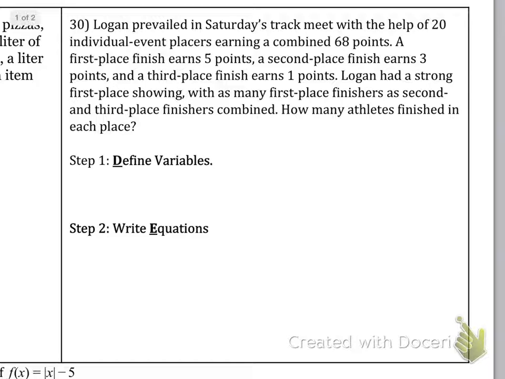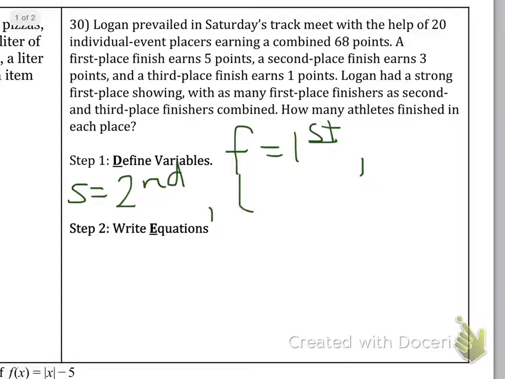So in order to do the problem, we should first define our variables. I think what I would like to do is to just use the placements. F will equal my first place finishers, and I'm sure you can guess what the rest will be. S will be second place finishers, and then T will be my third place finishers.